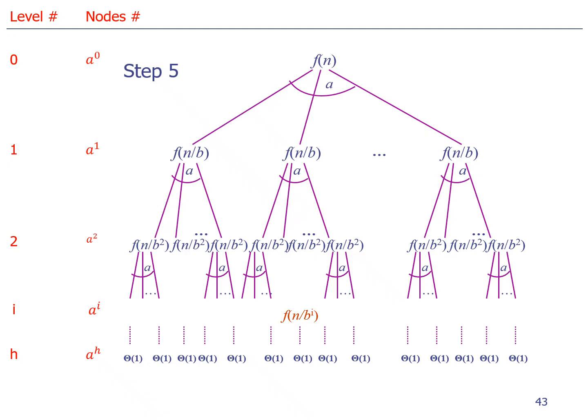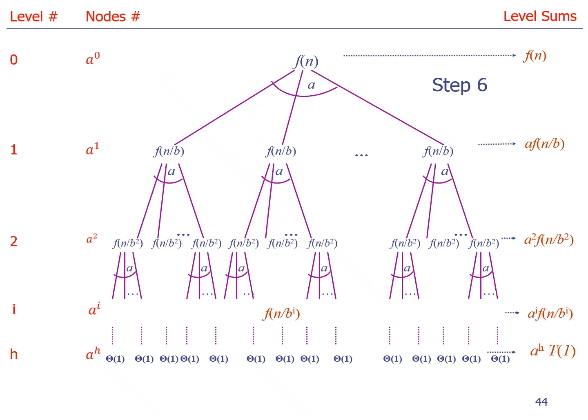What is a to the i? What do I mean by that? It's the number of nodes in this specific level. The level means a horizontal line in the tree. So it's going to be a to the i. At the bottom, when I bottom the recursion, the number of nodes is a to the h, following the same way of thinking since we started at a to the 0. We're just figuring out how many nodes we have at every level.